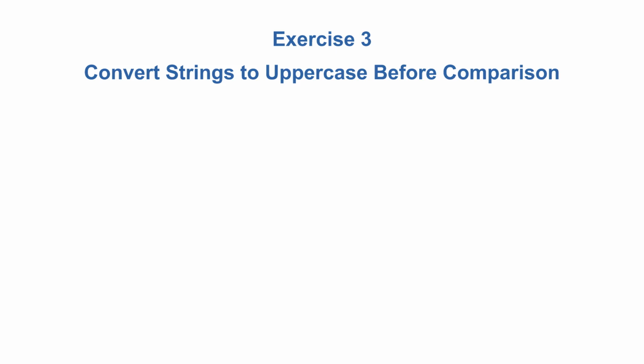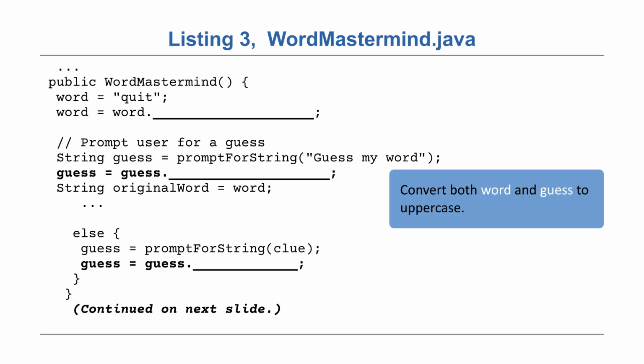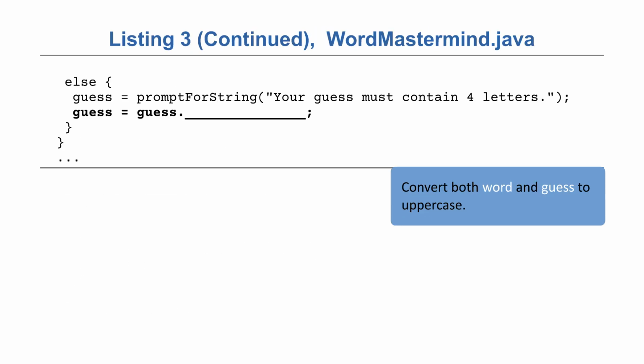Exercise 3. Convert strings to uppercase before comparison. Convert both word and guess to uppercase every place you set it to a new value. Hint: use strings toUpperCase method. Hint: there are 4 locations where you'll need to change a string to uppercase. Run it. What happened? You should get the same clue whether or not your guess has different case letters than our word, quit, which is all lowercase.